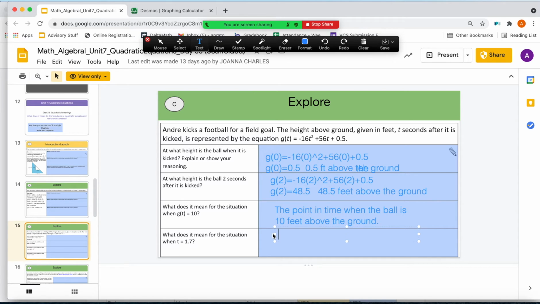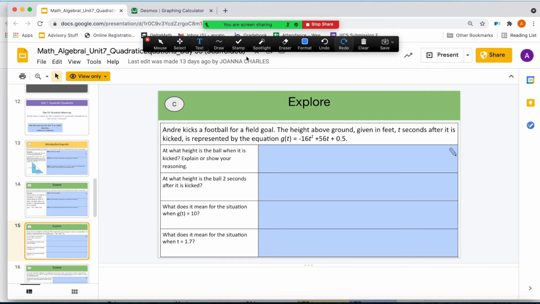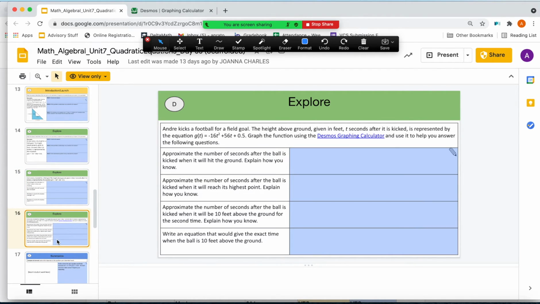What does it mean when t equals 1.7? T represents time. Time is 1.7. So this is the moment 1.7 seconds after the ball is kicked. Okay. Let's move on to the next set of questions. Again, you can pause and answer these on your own, and then we can come back together. Or you can get some extra support through this guidance and pause at different moments.